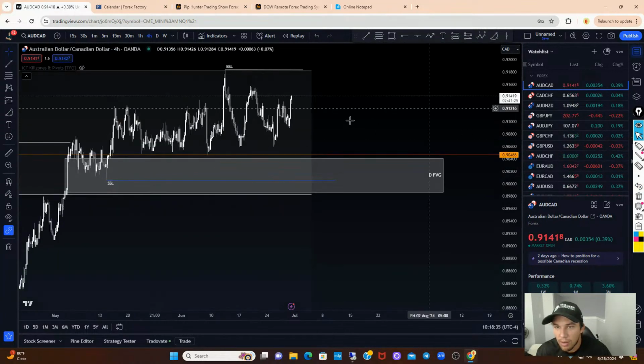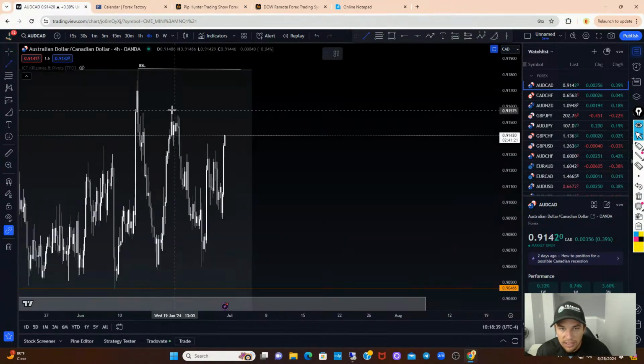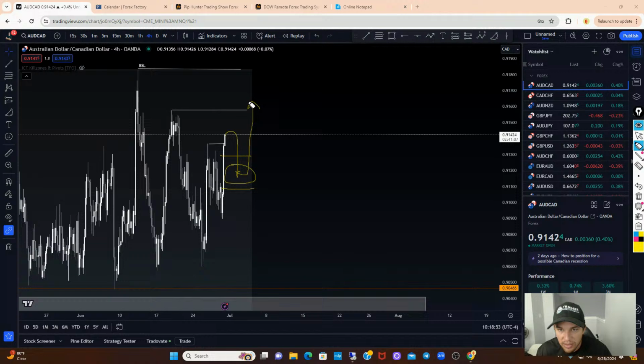So I'm going to go to the 4-hour. Here we go. We just swept this internal high. I'd like to see this internal high get swept before we go ahead and sell. But we did sweep this internal high right here. We did create an area of imbalance. Price could want to come back to rebalance this before maybe sweeping these highs.